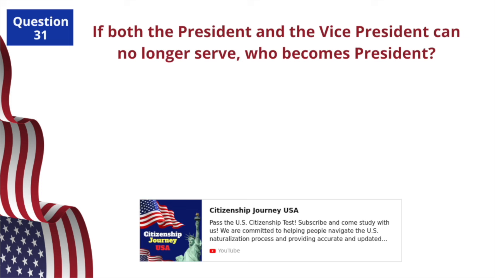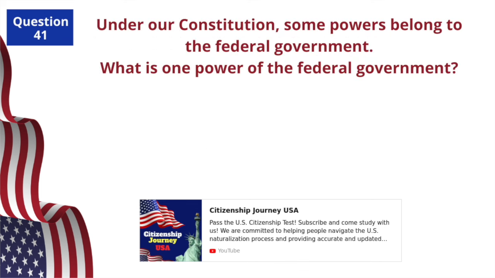If both the president and the vice president can no longer serve, who becomes president? The Speaker of the House. Under our Constitution, some powers belong to the federal government. What is one power of the federal government? To print money.